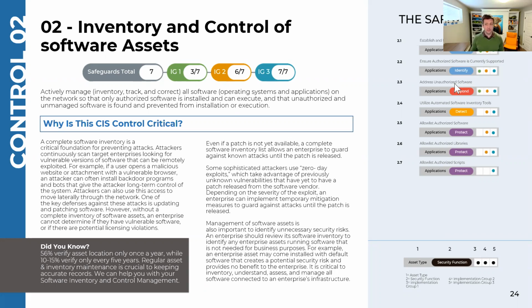Number 3, address unauthorized software. Of course, get rid of the ones that don't need to be there. It's amazing how many times over the years we've found people have applications installed to download pirated video, to share files, to provide remote access to their own system so that they can bypass traditional controls.